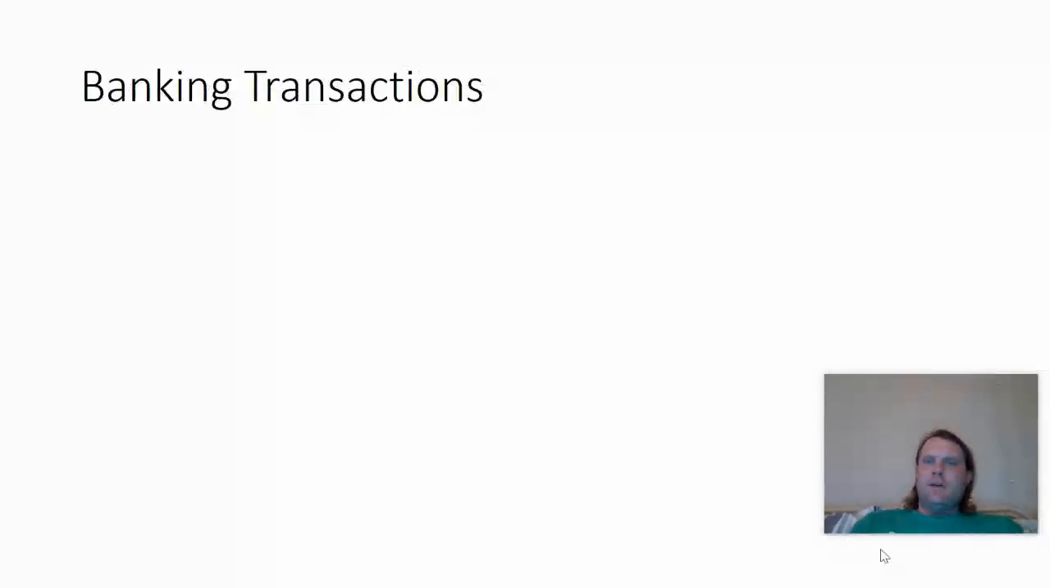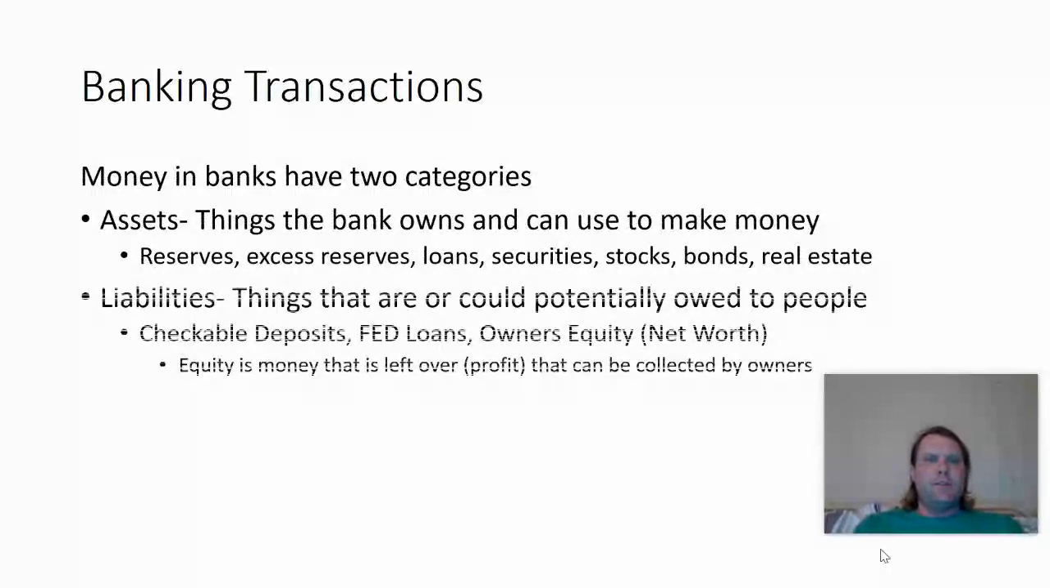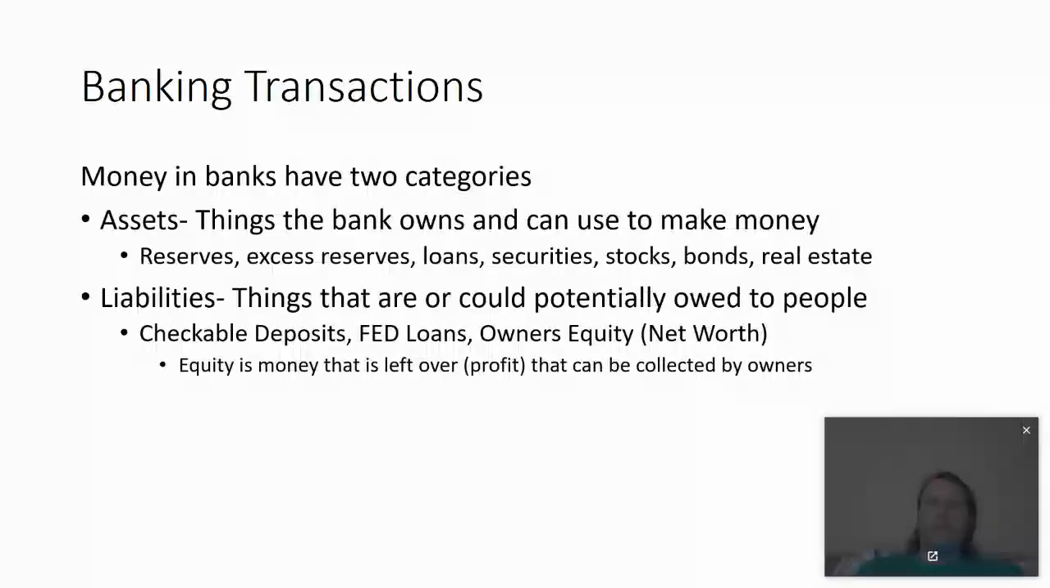So anyway, we're going to categorize the money in banks into two different things. They have assets, the things that they own and can use to make money. They're going to be referred to a few different ways here: reserves, excess reserves. You can read through that. And then they also have liabilities, which are things that they owe to people. The one we want to be most familiar with is a checkable deposit, like your savings account or your checking account, the money banks use to loan out to people.